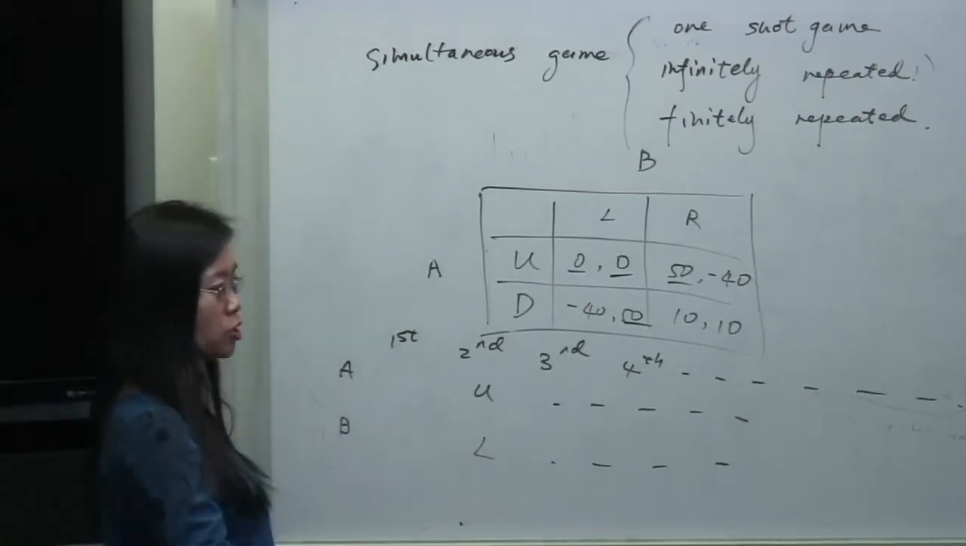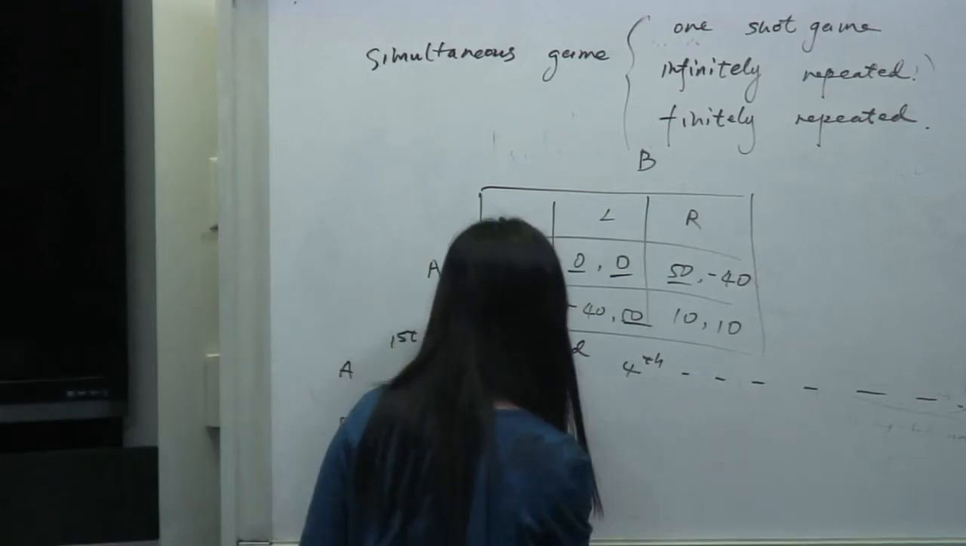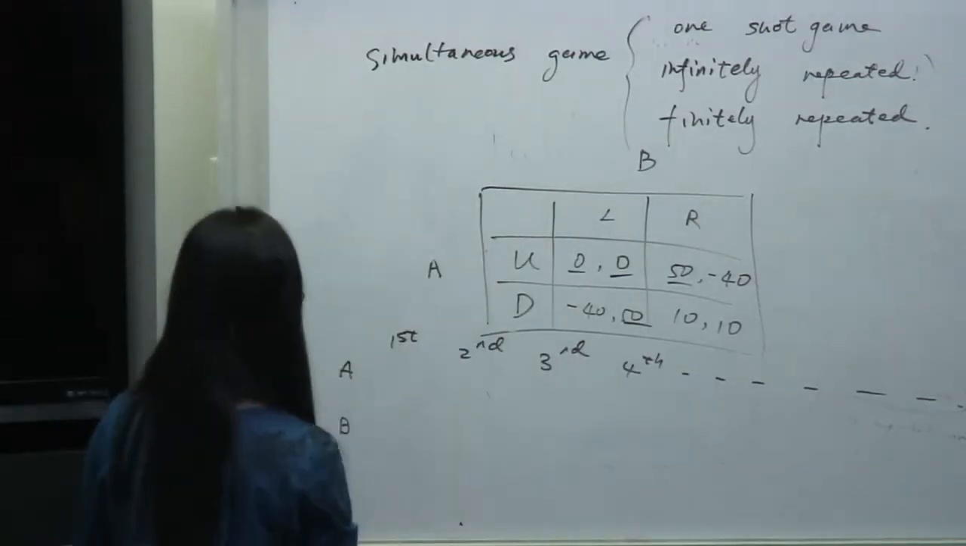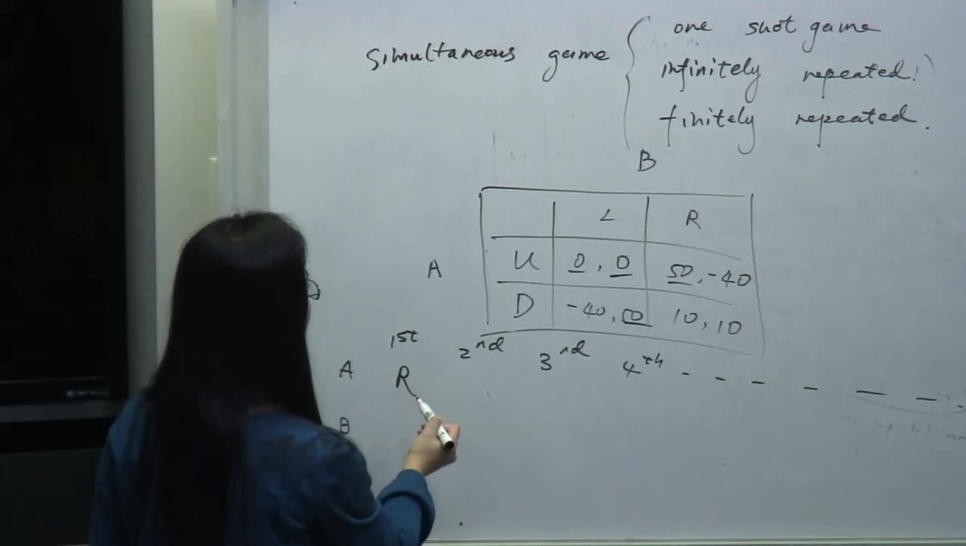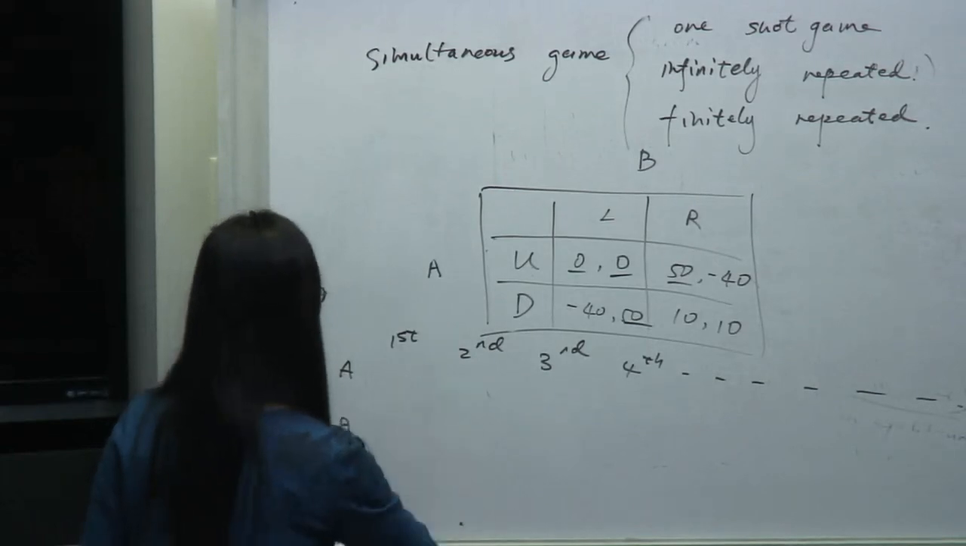So now everybody knows this is one possible Nash equilibrium. Let's look at this. Oh no, it's D.